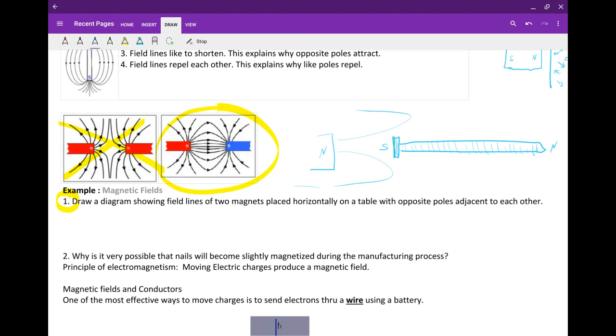Whereas if I'm making a nail inside of a magnetic field, it will take on the characteristics of that magnetic field, and it will retain them because it's more of a liquidy thing, right? At that point. All right. And so that's basically what we're looking at there.